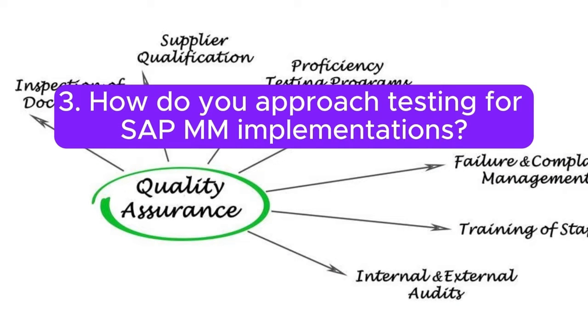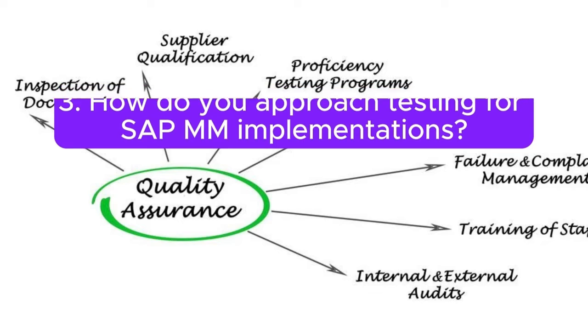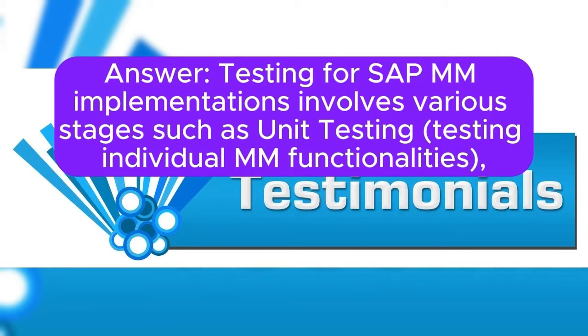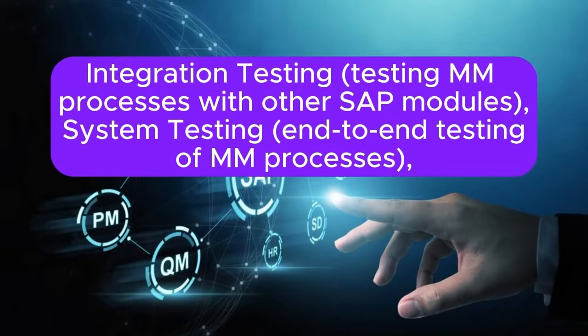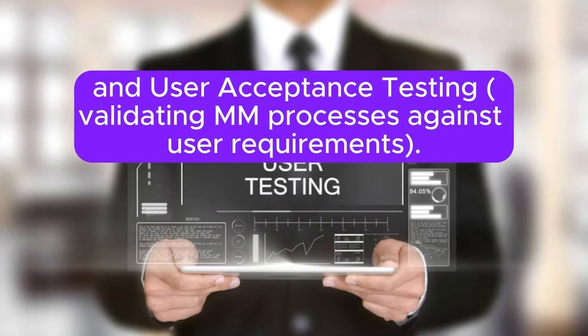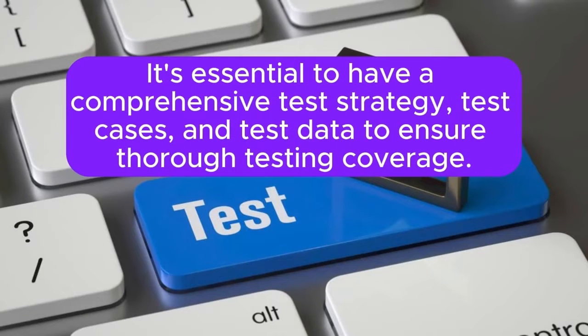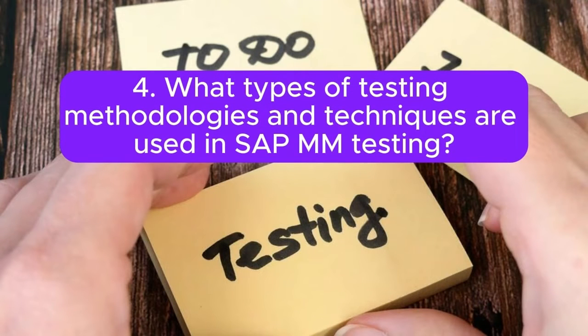3. How do you approach testing for SAP MM implementations? Answer: Testing for SAP MM implementations involves various stages, such as unit testing, testing individual MM functionalities; integration testing, testing MM processes with other SAP modules; system testing, end-to-end testing of MM processes; and user acceptance testing, validating MM processes against user requirements. It's essential to have a comprehensive test strategy, test cases, and test data to ensure thorough testing coverage.